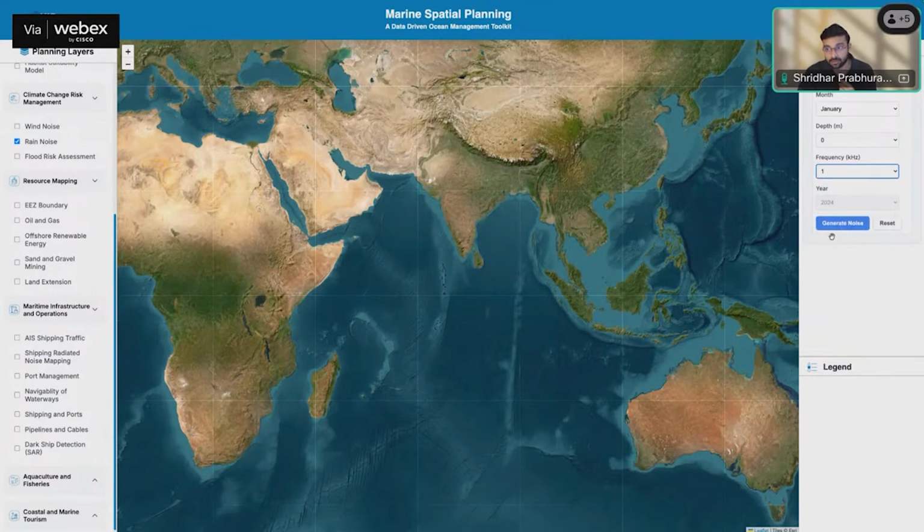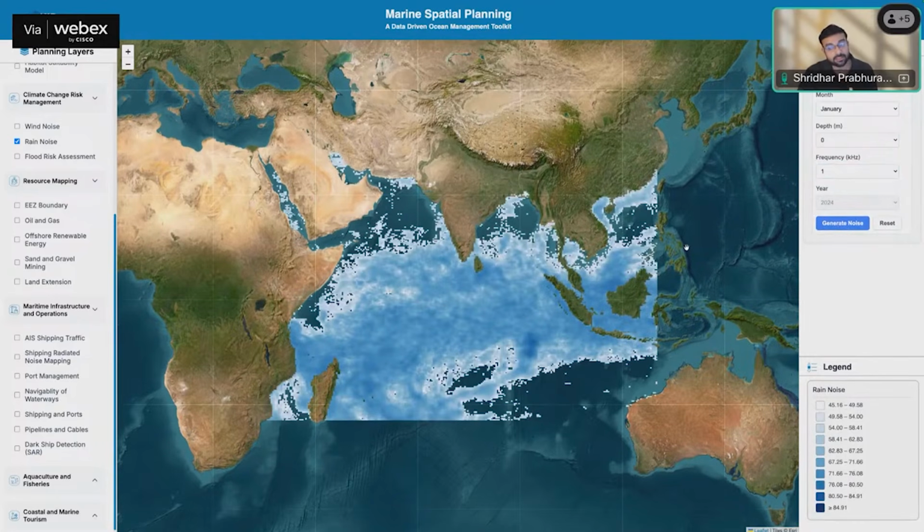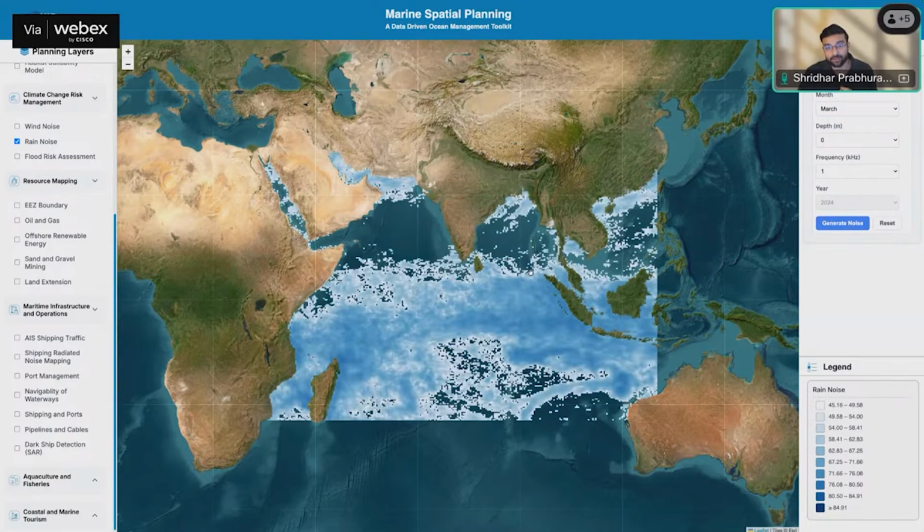0 meter depth is fine. 1 kilohertz is fine. Of course, rain noise essentially computes over 1 kilohertz. It is not below 1 kilohertz. Now, if we overlap this with shipping noise, obviously, because the wind and rain driven noise has lesser intensity as compared to shipping, it will overlap. But individually also they showcase a lot of information about how climate change is essentially impacting an increase in the noise level in the ocean floor.